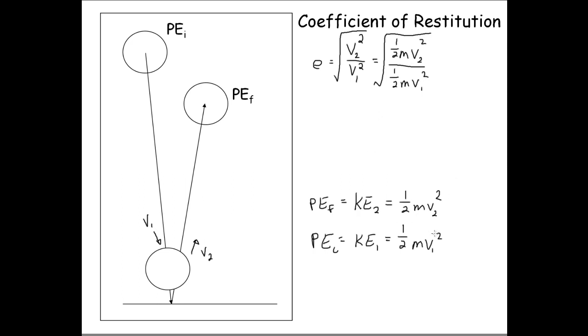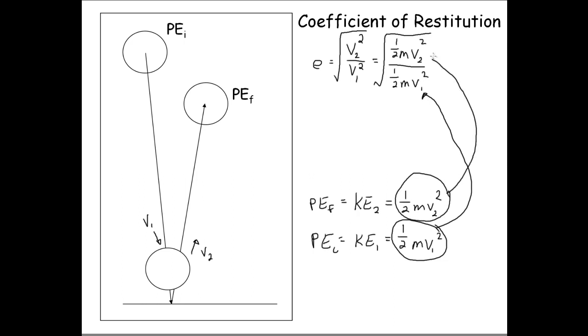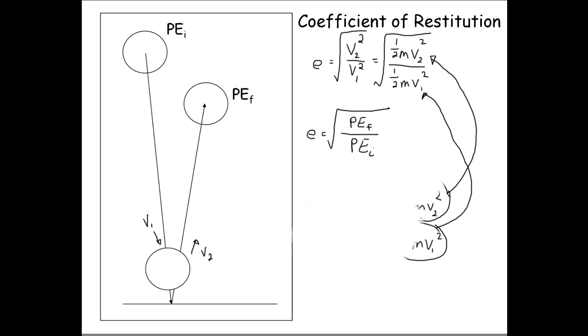Now, I can actually take this, and if you see here, 1/2 mv1 squared is exactly what I have in that location. And likewise, 1/2 mv2 squared is exactly what I have in that location. So if I were to rewrite this, I would rewrite it as e equals the square root of my final potential energy divided by my initial potential energy. But wait, there's more. I can actually simplify this even more. And so I'm going to erase this down here so I can use the space.